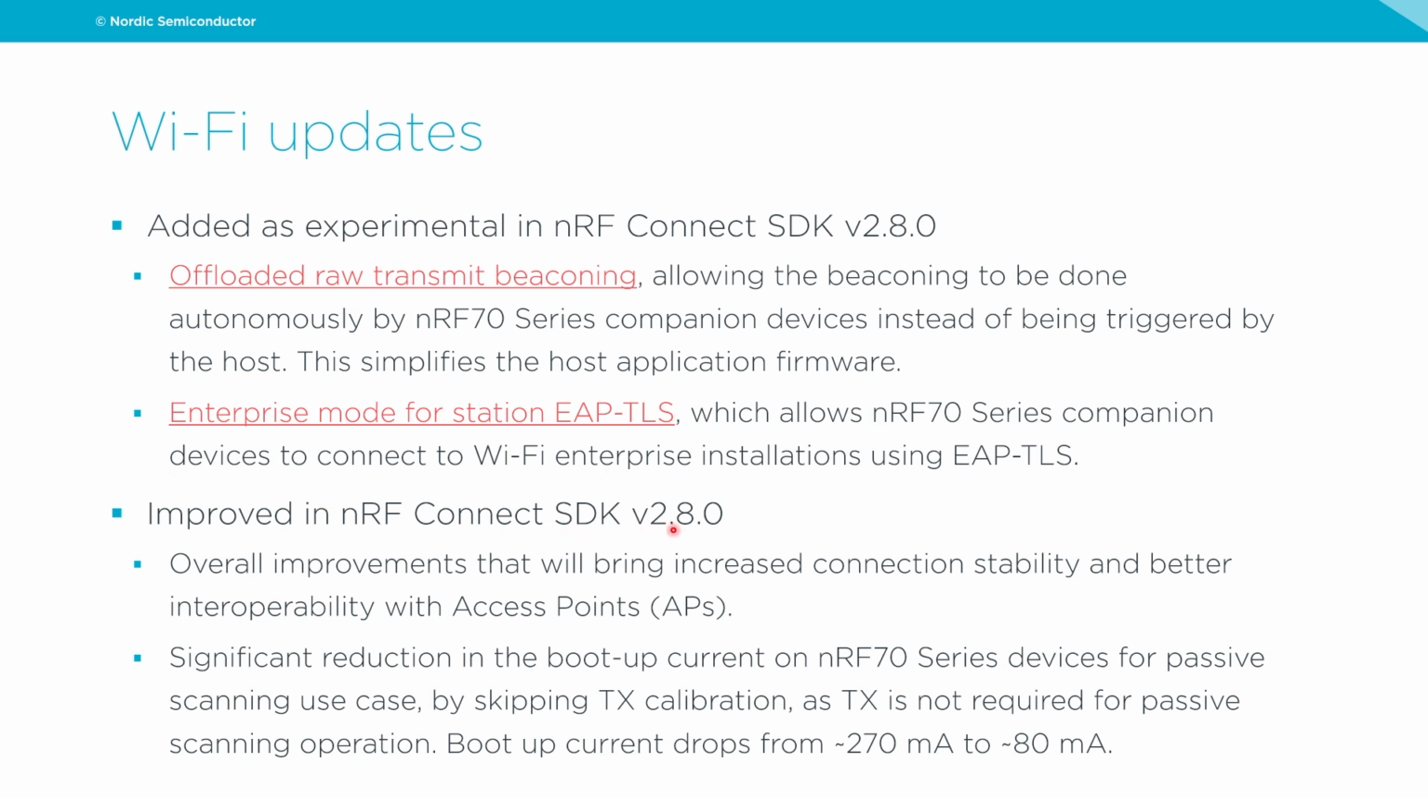Still on SDK 2.8, we added a couple of improvements when it comes to connection stability and interoperability with different access points. Also, we did some power consumption improvements on the boot-up current for the nRF70 Series devices when you have a passive scanning use case. That means that when you have passive scanning, you're not using TX, so you can skip the TX calibration at boot, which means that the boot current can drop from approximately 270 milliamps down to 80 milliamps.